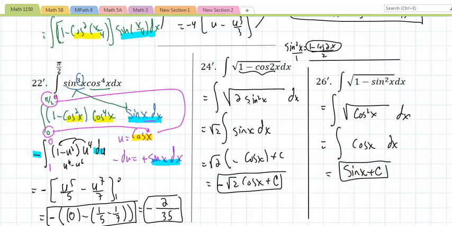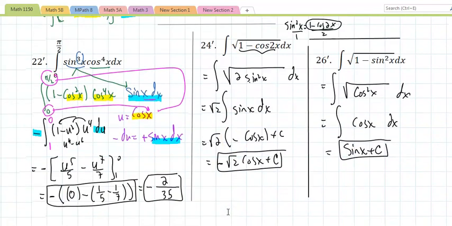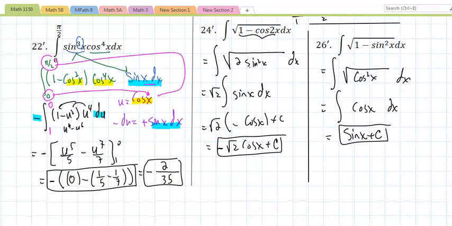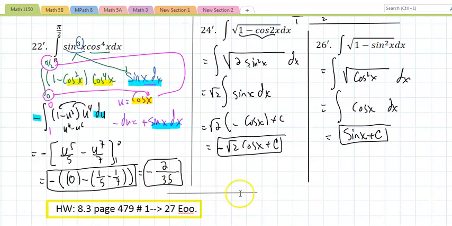And that pretty much concludes this section, this lesson. And in the next lesson, I'll go over the second half. Let me give you the homework. And there's your homework for this portion of the section.